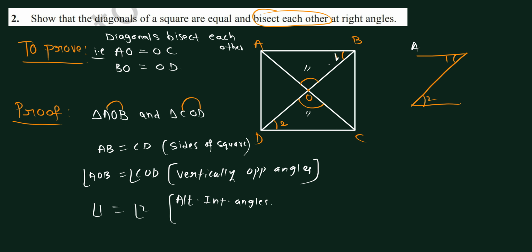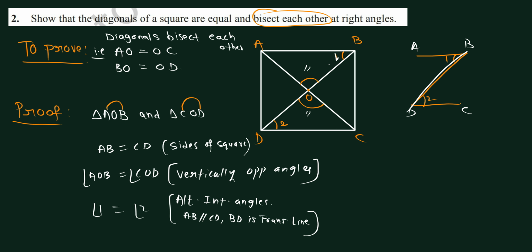Because here AB is parallel to CD. Which one is the transversal line? BD is the transversal line. Write down that point also. Here AB is parallel to CD, and BD is the transversal line. Completely write it here.